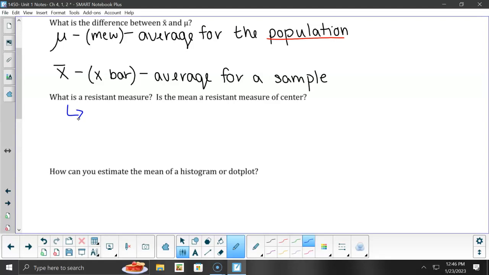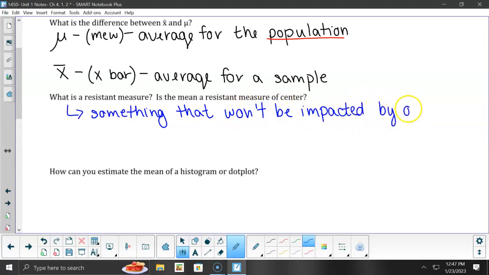That's resistant. So a resistant measure is basically something that's difficult to move. So for an average, what do outliers do to averages? Move it. A lot or a little? A lot. One outlier can skew and mess up your entire average. So a resistant measure is something that won't be impacted by outliers. And mean is not resistant.